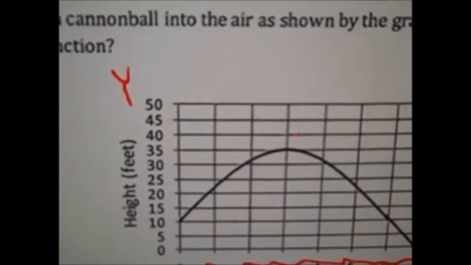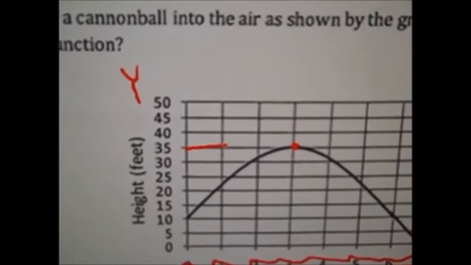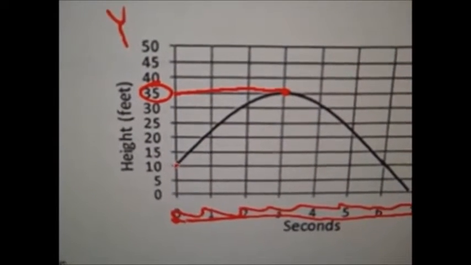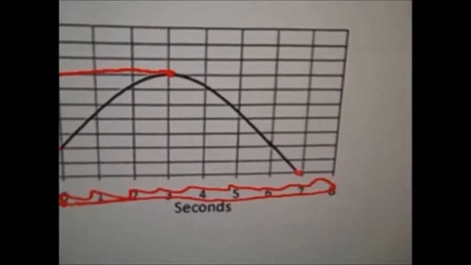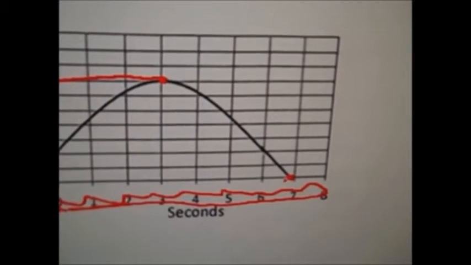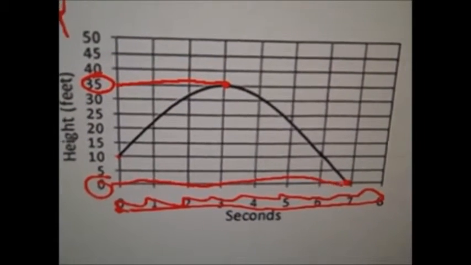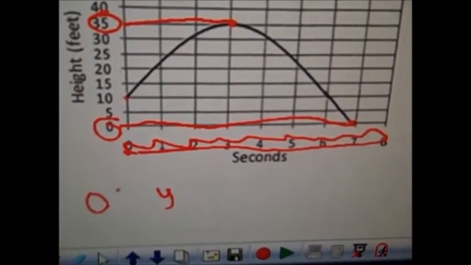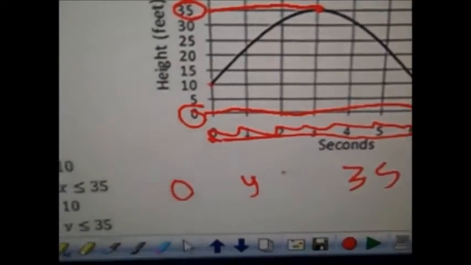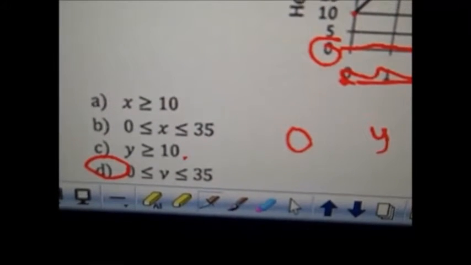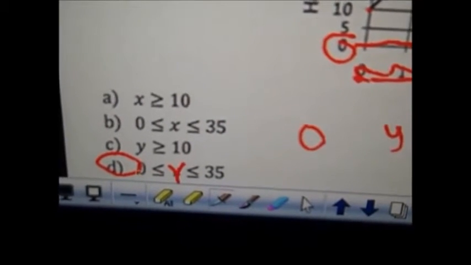The highest point right here is at 35, and the lowest, not here. It looks to be, but this one is also part of the graph, and this one is actually the lowest one at 0. So your y is somewhere in between 0 and 35. Look for the answer choice that shows that. That would be D. This is y. y is in between 0 and 35.